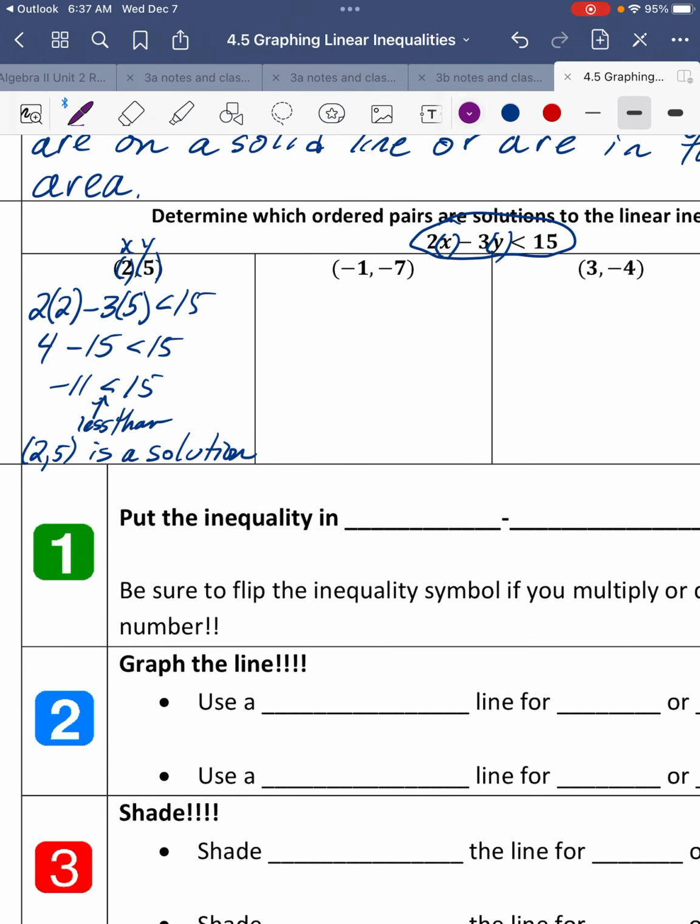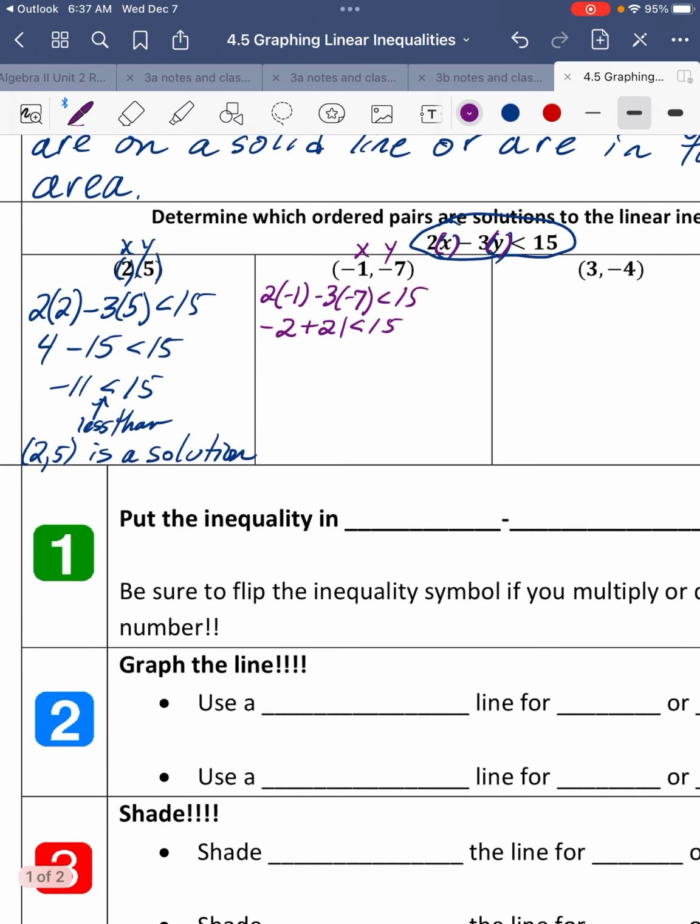All right, let's try with (-1, 7). So I have my x and y. I'm going to replace again with the x and y in the inequality. So 2 times negative 1 minus 3 times 7 is less than 15. To your order of operations, we have parentheses, but inside the parentheses is already simplified. Then we don't have exponents, so let's do multiplication, left to right. So negative 2 plus 21. Make sure you know that that's plus 21. Negative 3 times negative 7 is positive 21, so plus 21. 19 is less than 15. No, it is not. So (-1, -7) is not a solution.